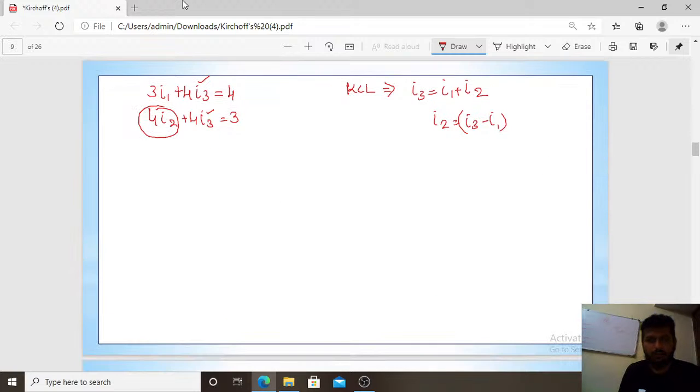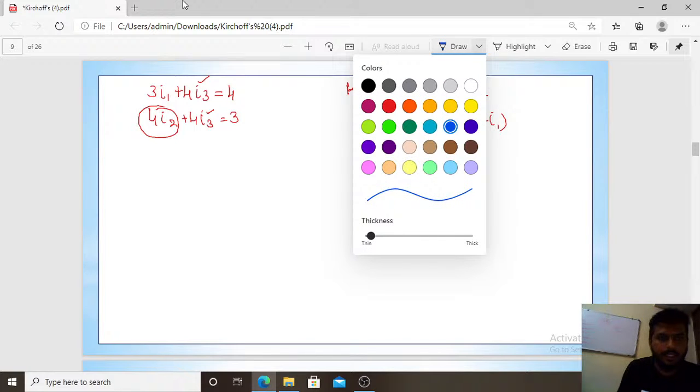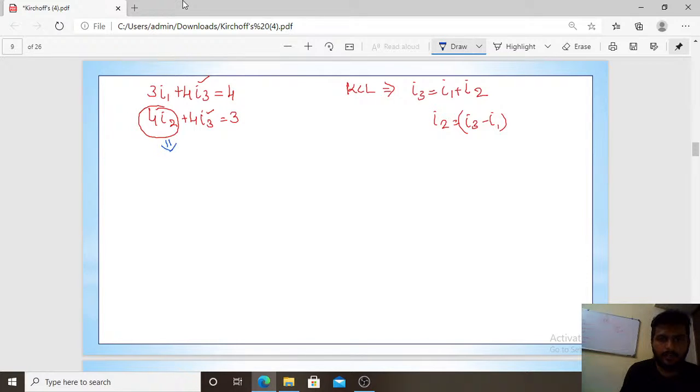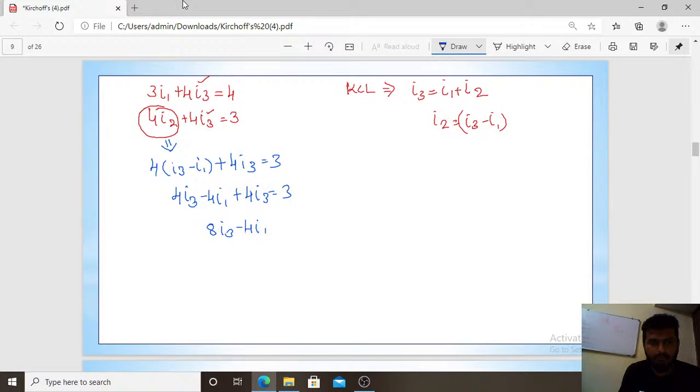Okay, good. So I will directly write here 4 into I3 minus I1, plus 4 I3 is equal to 3. So 4 I3 minus 4 I1 plus 4 I3 is equal to 3. Here you will get 8 I3 minus 4 I1 equal to 3. So this is the new equation you got, and similarly you got another equation. These are the two important equations you need to consider.